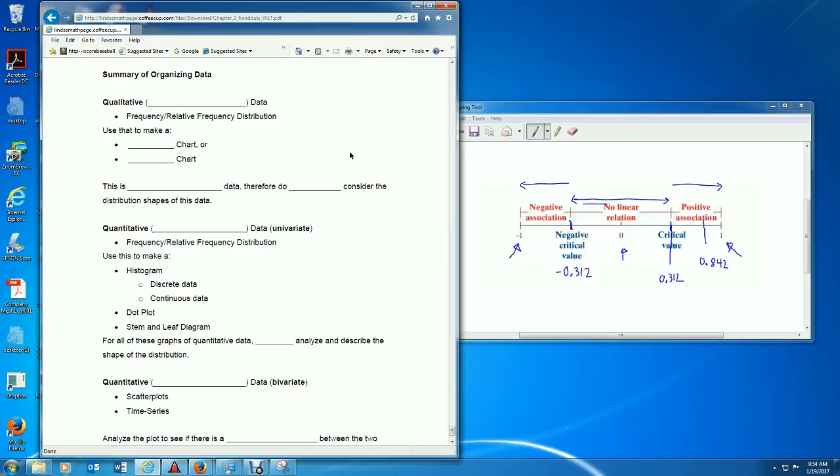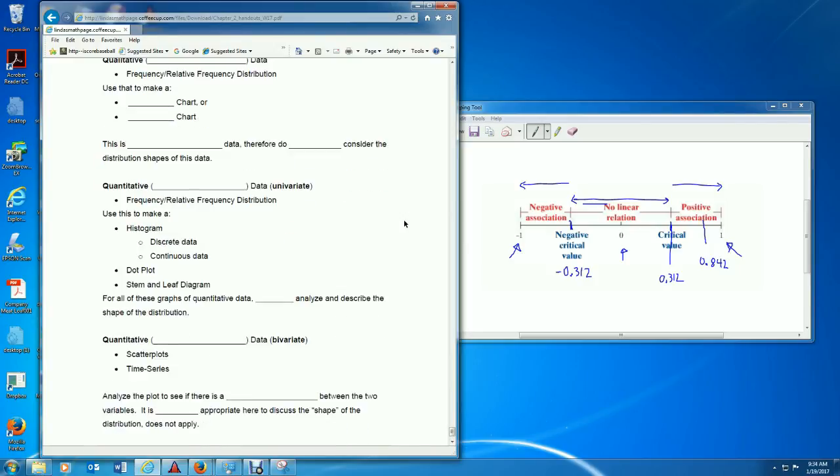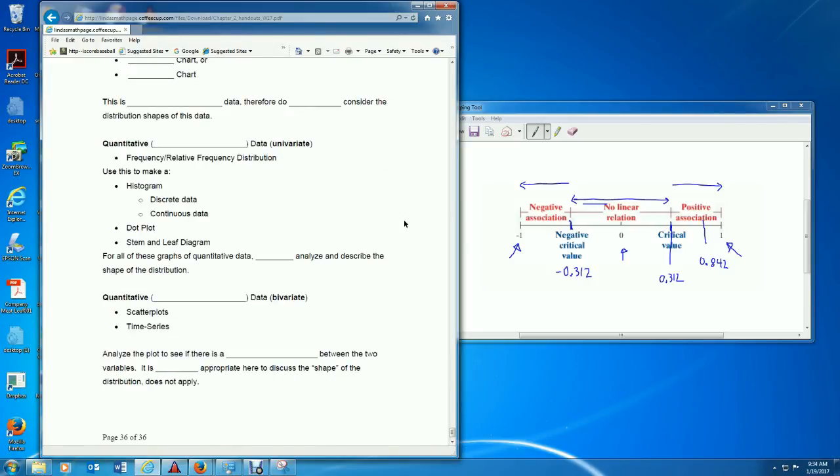And again, this is non-numerical data, therefore you do not consider the distribution shapes of this data. You would never talk about it as being left skewed, right skewed, or bell shaped. That doesn't apply. All right, then we went on to quantitative or numerical data.